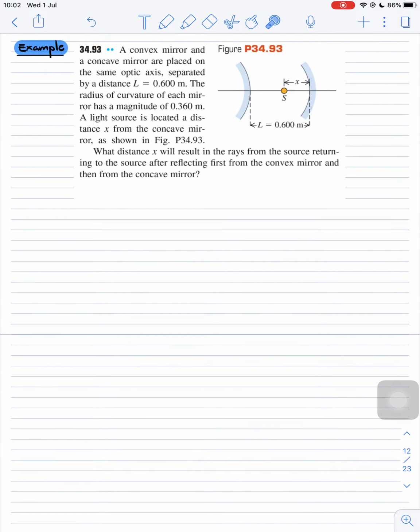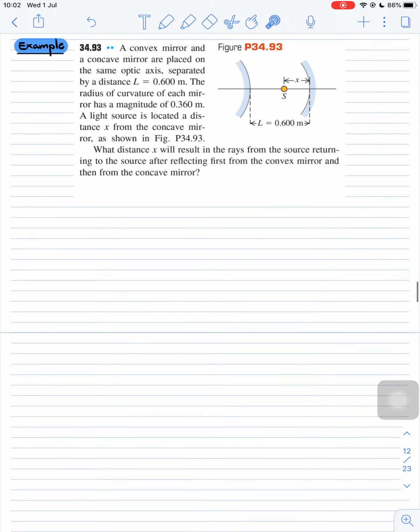So what distance x will result in the rays from the source returning to the source after reflecting first from the convex mirror and then from the concave mirror? Let's see: the light comes from the source, goes to the convex mirror, then reflects off the concave mirror and goes back to the source again. So the final image will be at the same place as the original source.